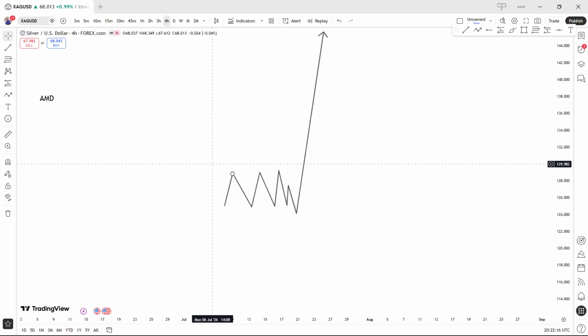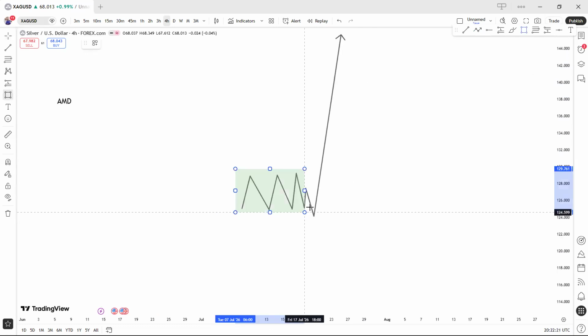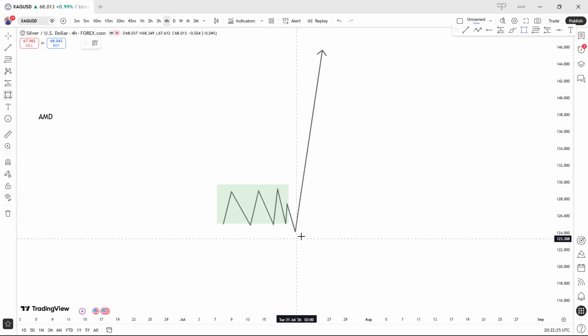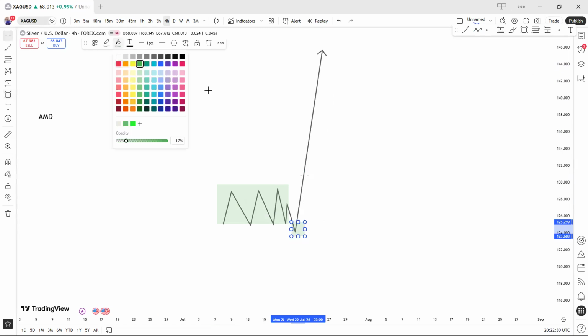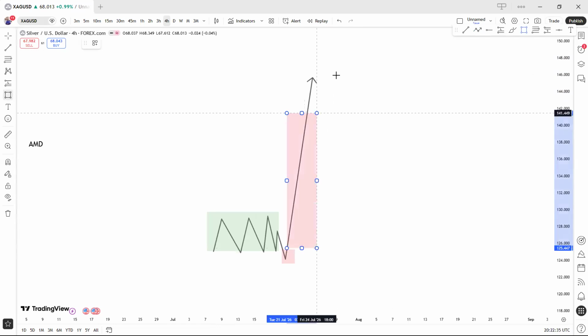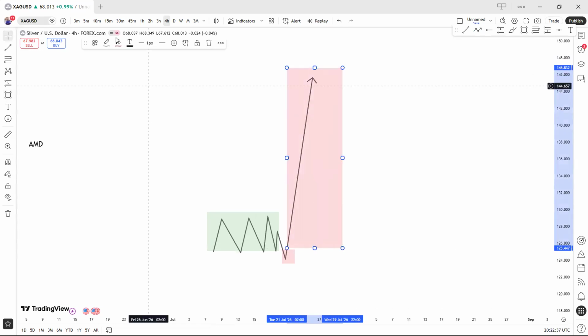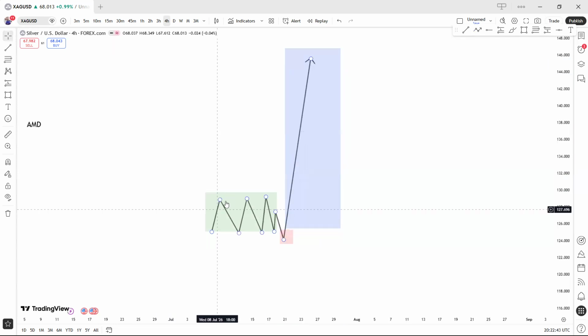This is the accumulation here. The green is the accumulation. The red is your manipulation. And the blue color is your distribution. So: accumulation, manipulation, and distribution. In this concept, the accumulation is just forming support and resistance.